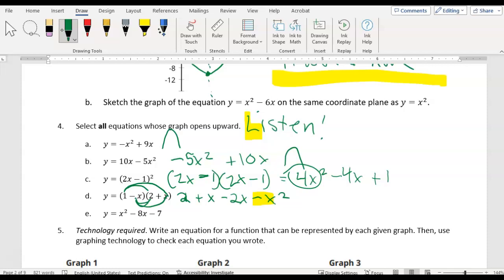And the last one, E, is already written in quadratic form. You can see that it has a positive value. So E is also an answer in which the graph opens upward. Upward meaning smiley face, right? So it's positive. So you could circle E.